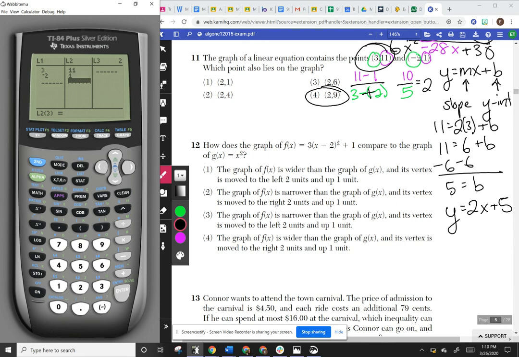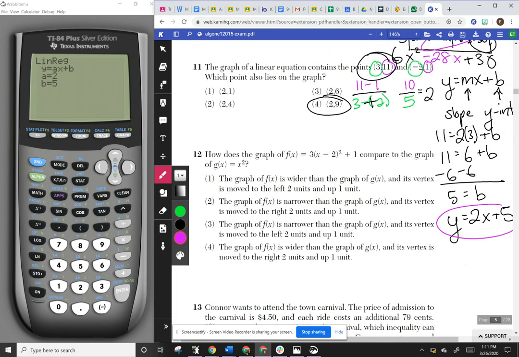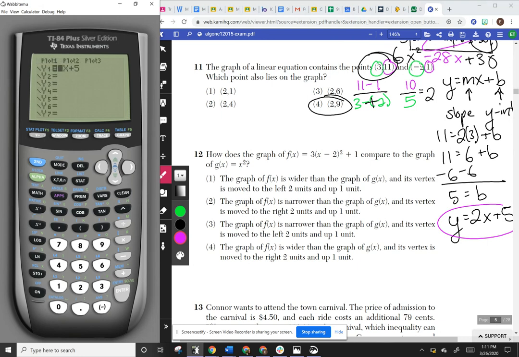You're going to press Stat, Calc, and you're going to go to Linear Regression, and you can see it tells us the slope is 2 and the y-intercept is 5. That could have also given you this equation. And again, you'd put it in y equals, go to the table, and find that y is 9 when x is 2.